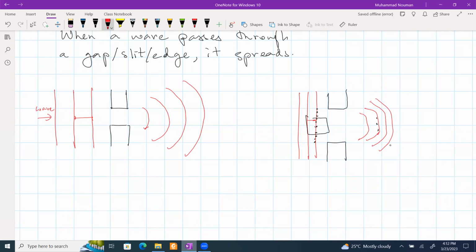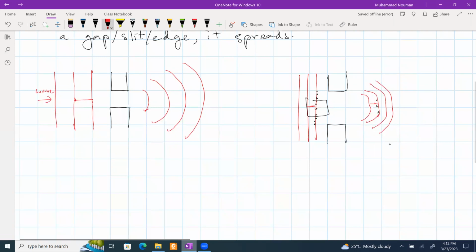Wavelengths should remain the same. I tried very hard to keep them the same. There is no change in wavelength during diffraction. But the spreading is much less than before. Next, suppose the gap is very narrow, a very small gap as compared to the wavelength.